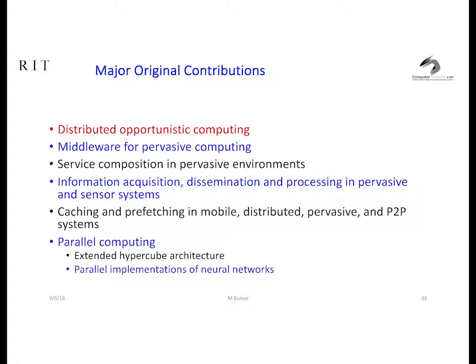I'll stop here. This is a summary of the research contributions myself and my group have made. We have done some work in distributed opportunistic computing, middleware for pervasive computing, particularly in service composition. And we have done a fair bit of work in the late 90s and early 2000s in information acquisition and dissemination in pervasive, distributed, and sensor systems, and also in caching and prefetching. And before that, in the 90s, I did some work in parallel computing. So this is in reverse chronological order. I'm happy to answer any questions.